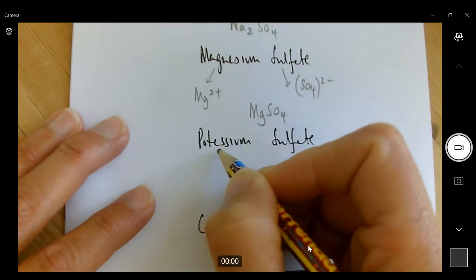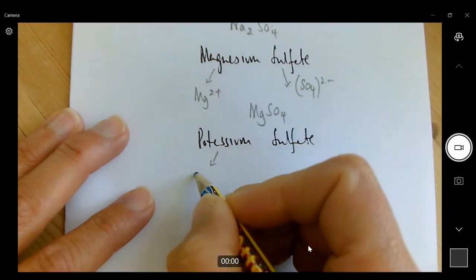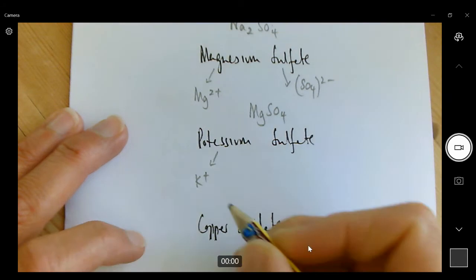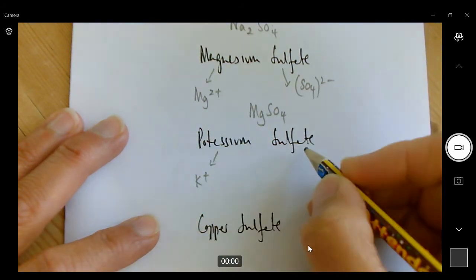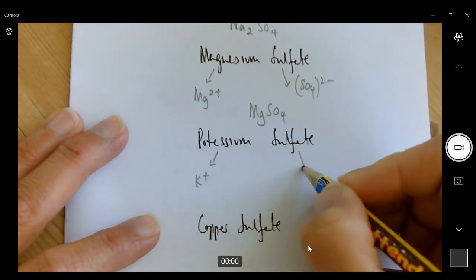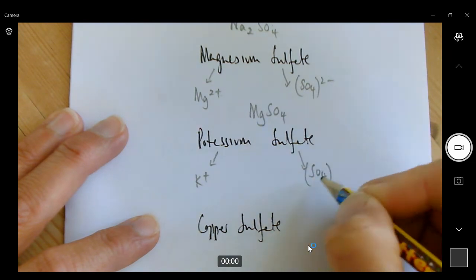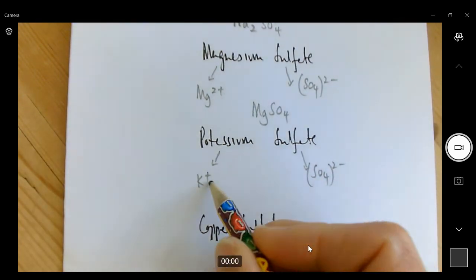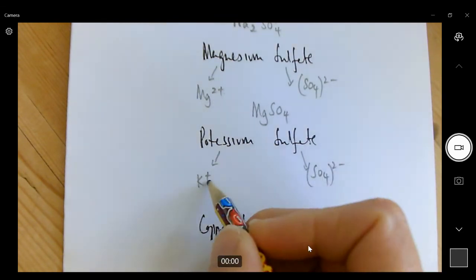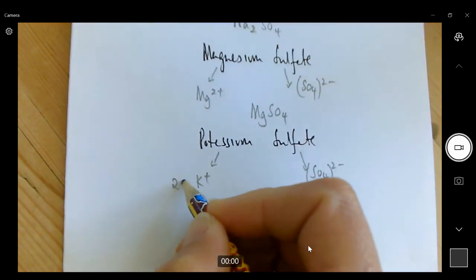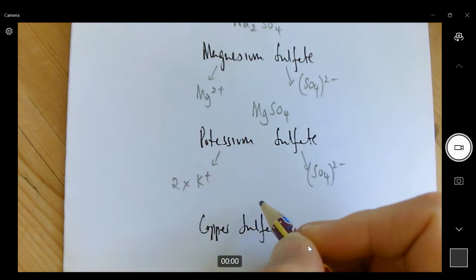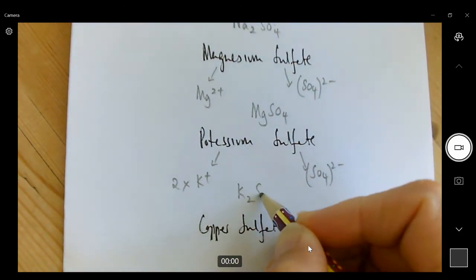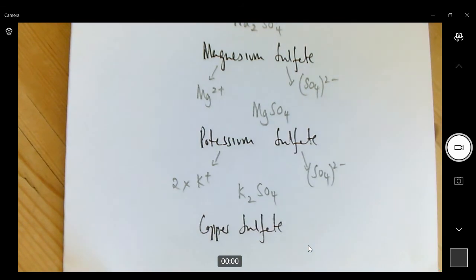Potassium sulfate. Here I've got potassium formula. Potassium ion is K+, group 1, and it has a charge of +1. Sulfate SO4, 2-. I've got 2 negative charges here, 1 negative charge here, so I need 2 of those to balance my charges. So I'm going to have potassium, 2 of them, sulfate.